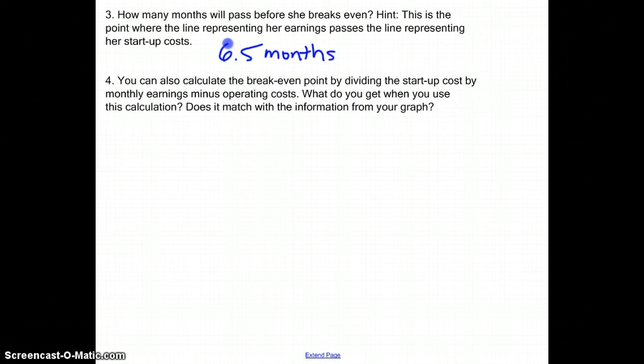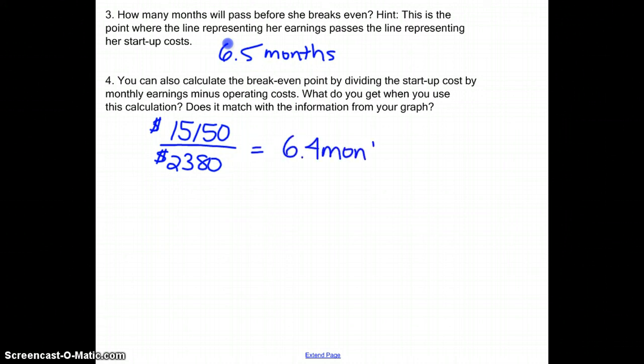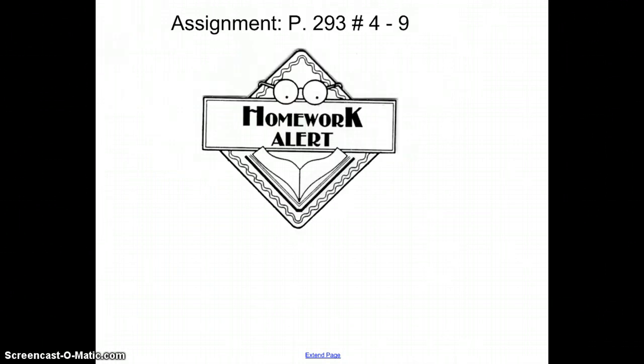But we can also actually calculate this by taking your startup costs, which is $15,150, and dividing them by the amount that you actually bring in per month, which we figured out was $2,380. So if we divide these two, we get exactly 6.4 months that it would take to pay this off. So notice that our estimate with our graph was very close. Then you just have an assignment on page 293, number 4 to 9.